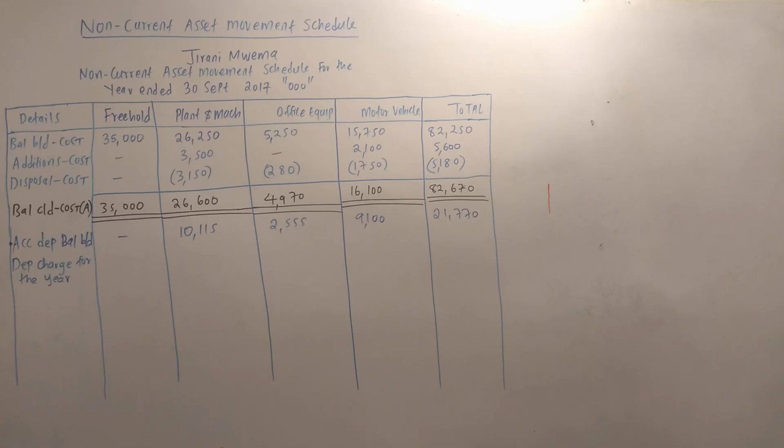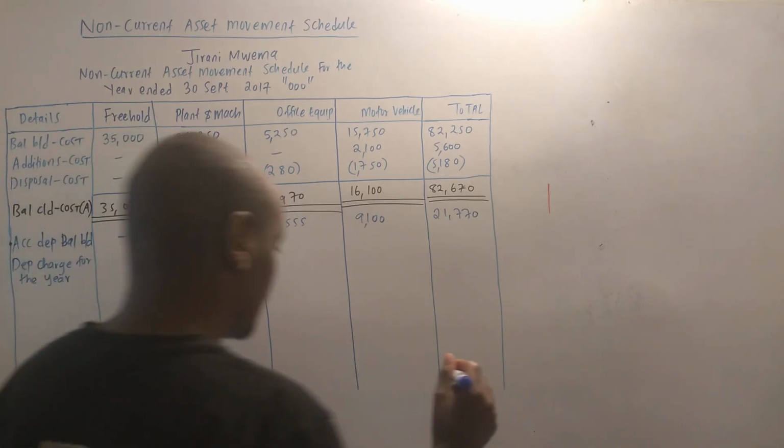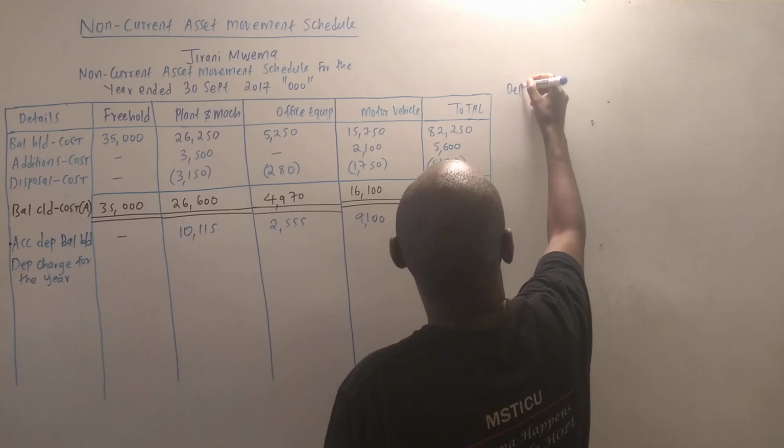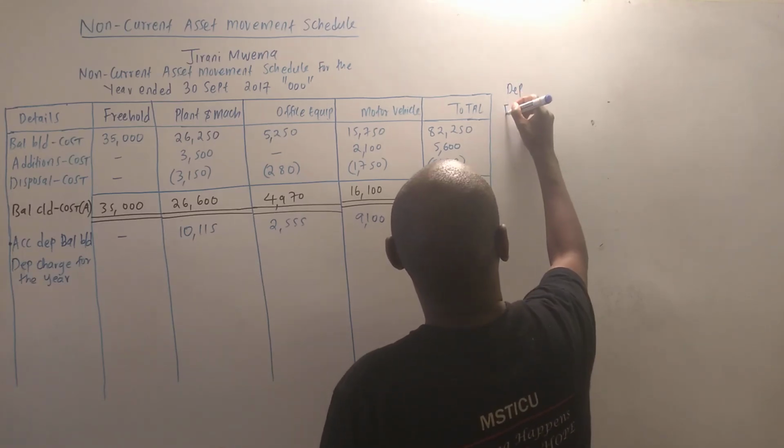So that 5,000, if you check, it was in October 2016, and at the end of that year, that is on 30th September 2016, it was still at 5,000 because there was no depreciation. Now let us consider depreciation first. So let's compute depreciation here. Depreciation for freehold. Let's start with the freehold.